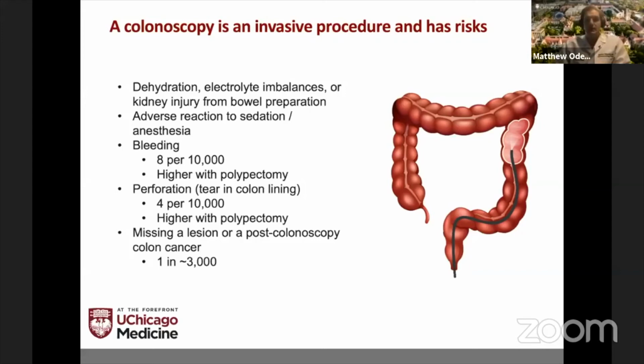And the most feared complication is a perforation, and that is a small tear in the lining of the colon that often requires surgery to repair. And again, that's higher if we're actually doing something like taking out a polyp. And one of the other feared complications is missing a lesion. So we're taking a look, but sometimes it's very difficult to see behind every single fold. And so it's possible that we do miss a lesion, and a colon cancer develops between a negative colonoscopy and the next colonoscopy. Luckily, this is quite rare and happens about 1 in every 3,000 colonoscopies.